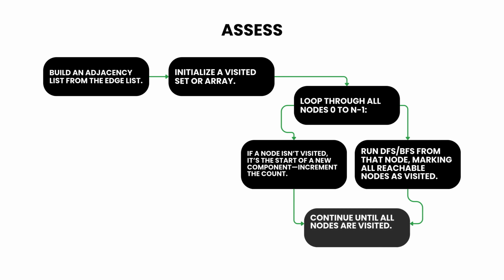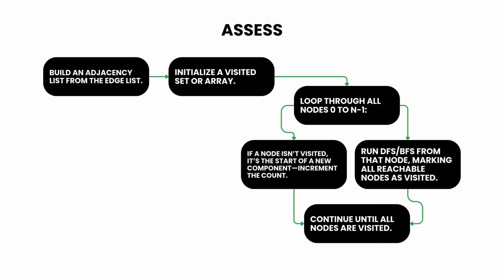Build an adjacency list from the edge list. Initialize a visited set or array. Loop through all nodes 0 to n minus 1. If a node isn't visited, it's the start of a new component. Increment the count. Run DFS/BFS from that node, marking all reachable nodes as visited. Continue until all nodes are visited.